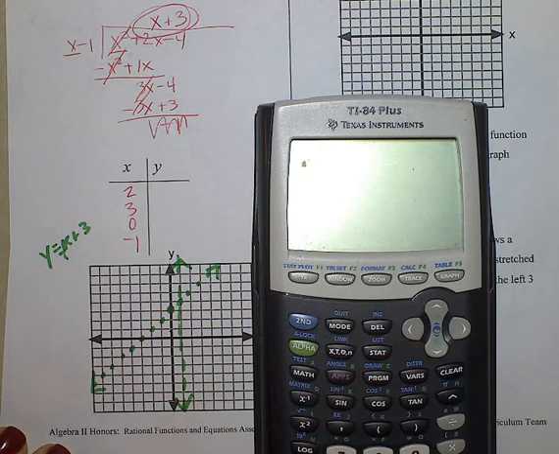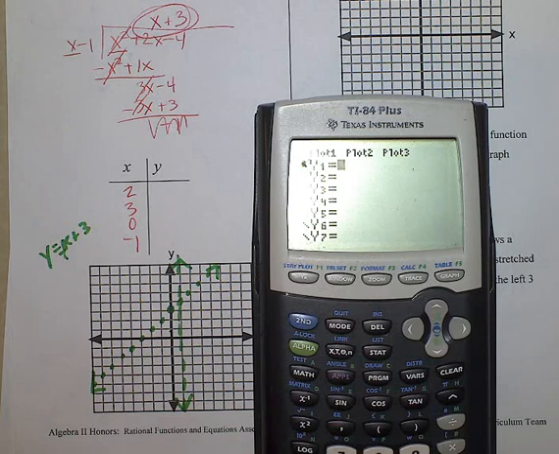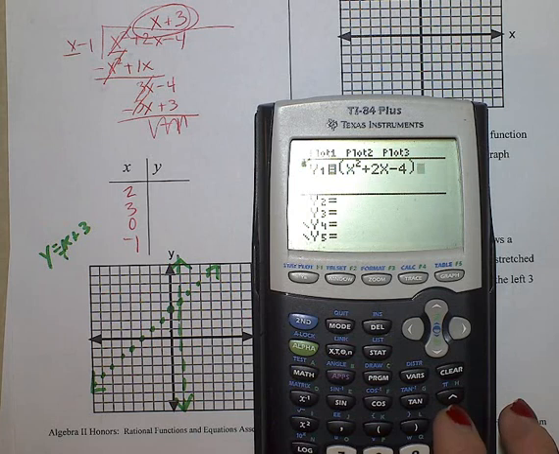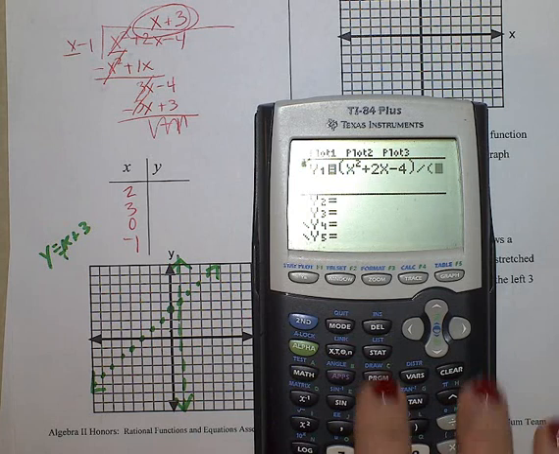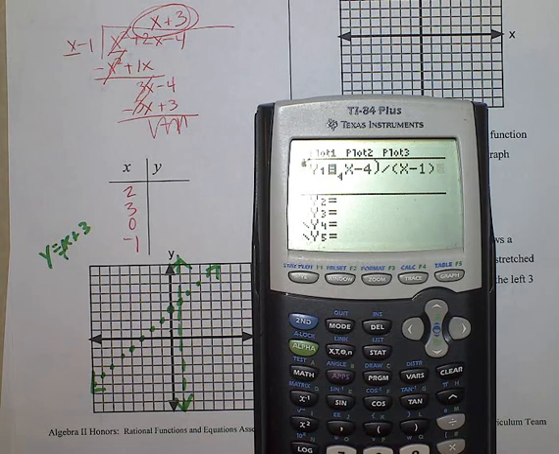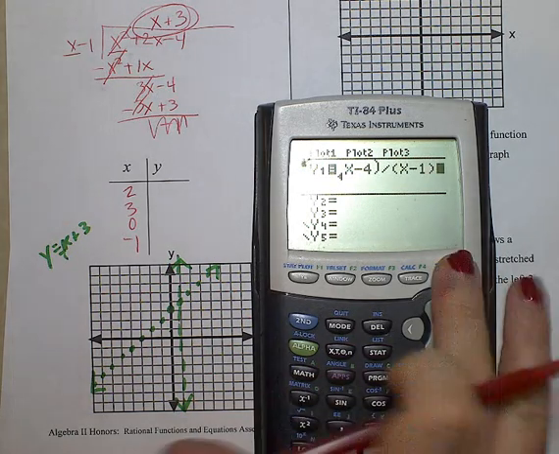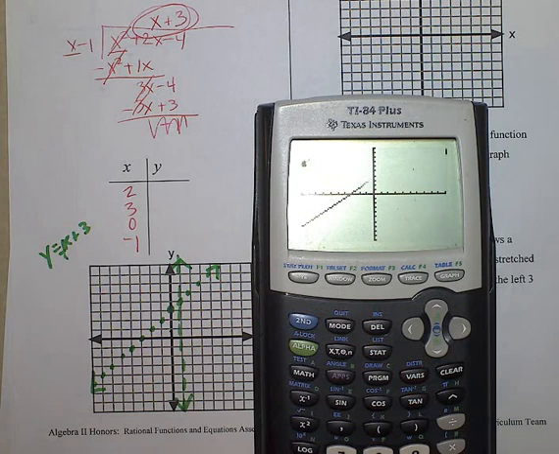Go second plus 7, 1, 2. Go to y equals. And I'm going to plug in exactly what I see. So it's parentheses, this is the original, x squared, plus 2x, subtract 4. That's in parentheses, divided by parentheses, x, subtract 1. Okay, we're going to hit graph. Remember, your asymptotes won't show up on your graph because they're invisible. Your calculator does the work for us. Be thankful that you don't have to do this all by hand.